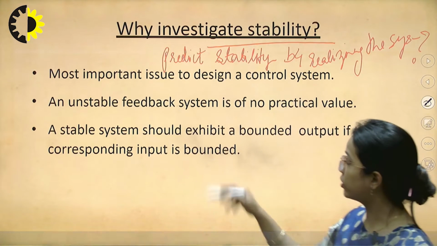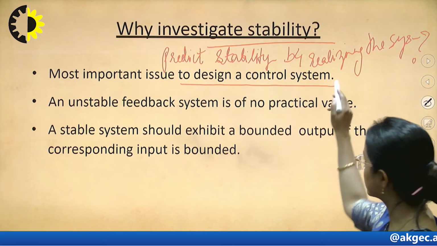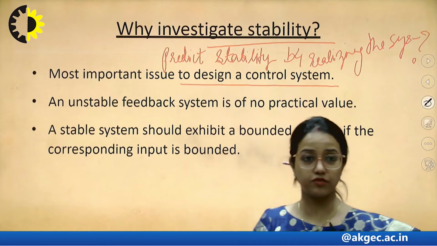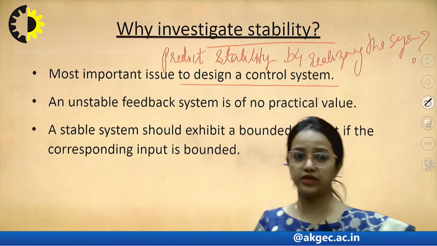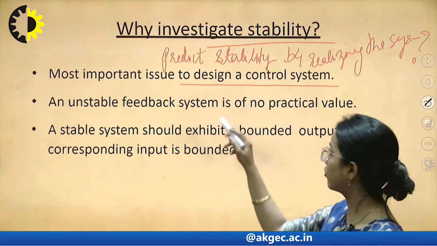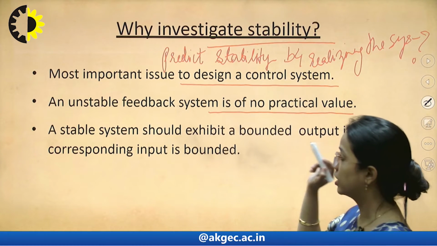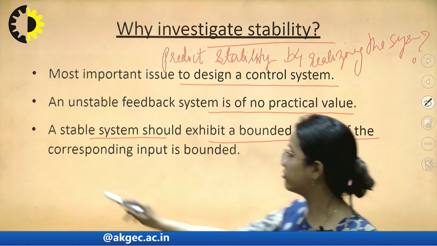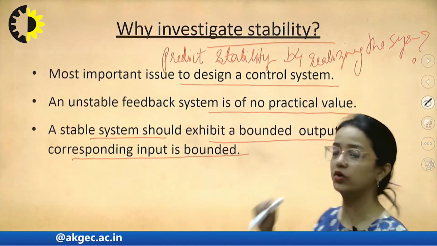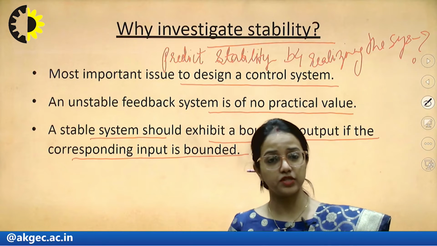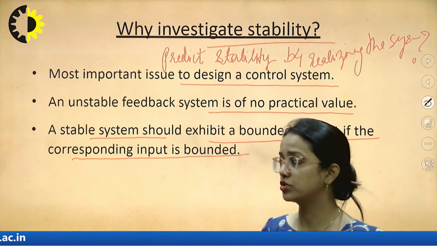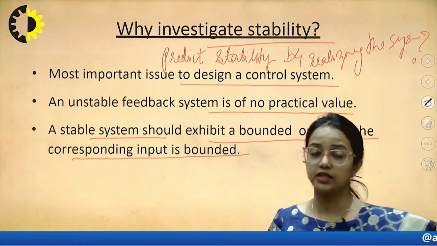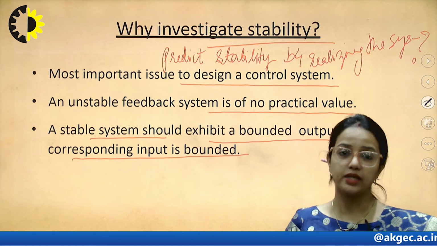The most important issue in designing a control system is the stability itself. An unstable feedback system is of no practical value. A stable system should exhibit a bounded output if the corresponding inputs are bounded. So this is the foremost important point, the most important issue in designing a control system.